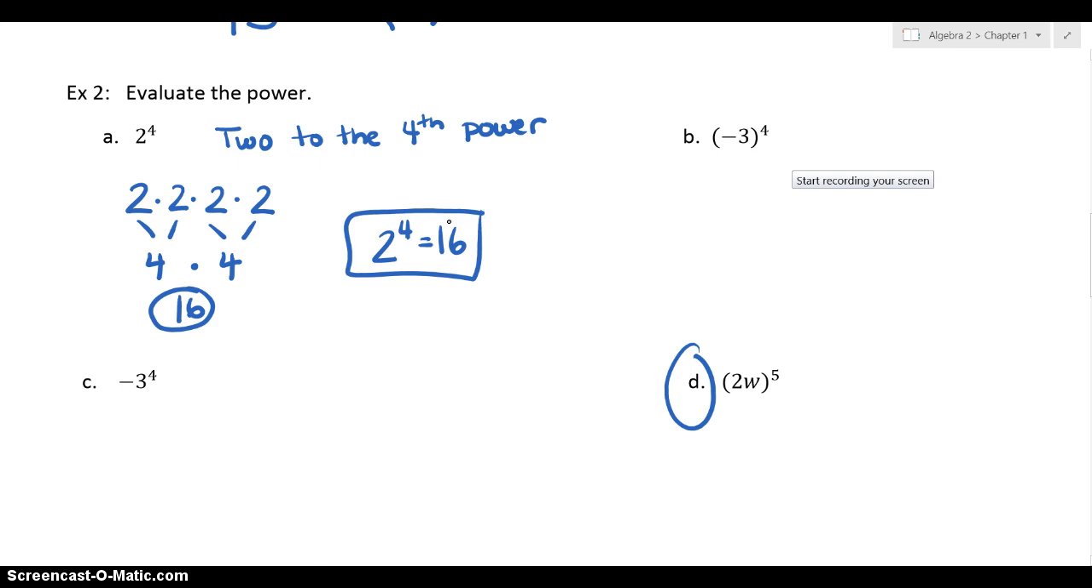Alright, let's go into letter B. Negative 3 to the fourth power. So that means I have negative 3, negative 3, negative 3, and negative 3 written 4 times. So it looks like this. Negative 3 times negative 3 is 9. Same here. 9 times 9 is 81.